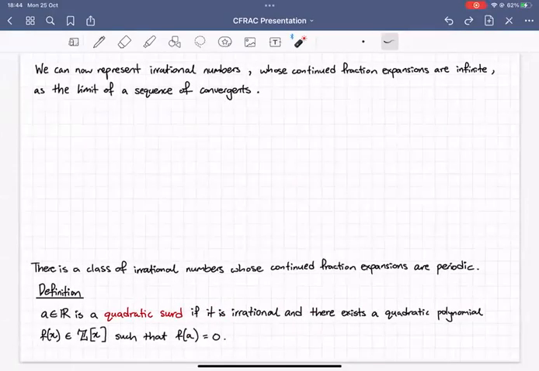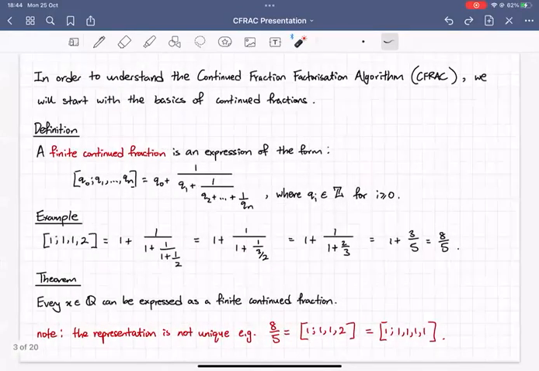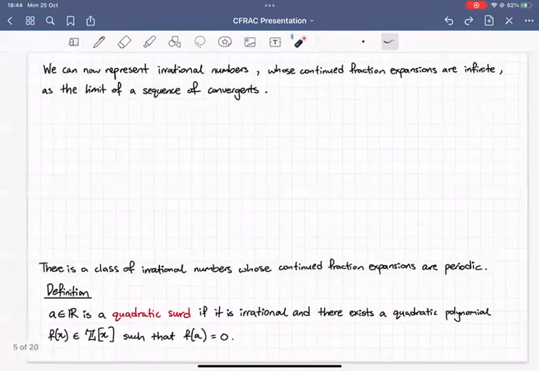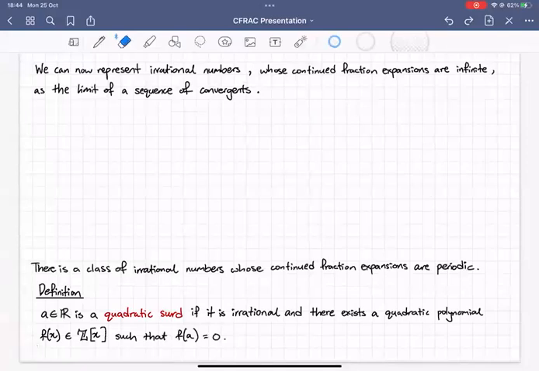So just now it was rational numbers. Now we can represent irrational numbers. From the theorem here, x is a rational number if and only if it can be expressed as a finite continued fraction. Therefore, if x is irrational, you would expect the continued fraction to be infinite. And we can use convergents to describe infinite continued fractions. Basically, an infinite continued fraction is the limit of a sequence of convergents.